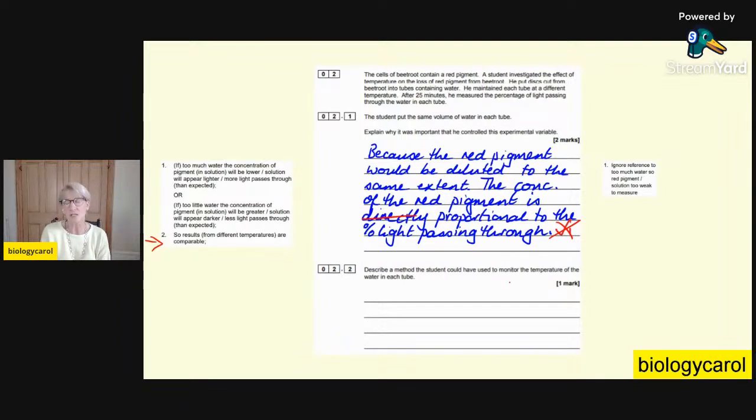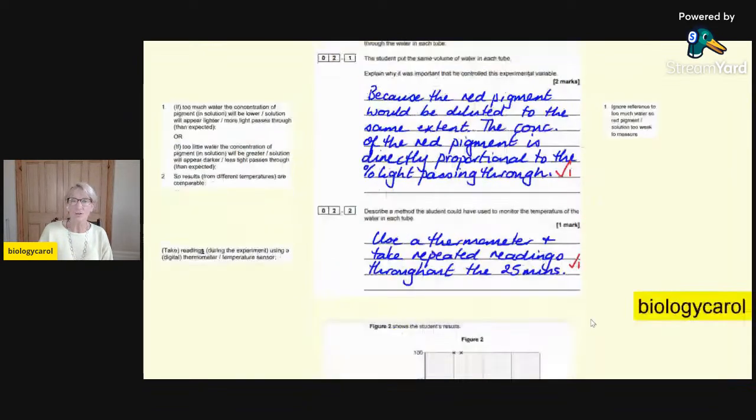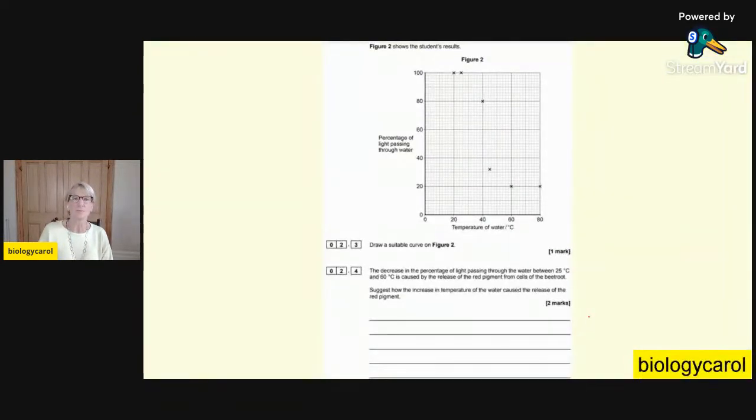Well, that of course is using a thermometer, but to monitor the temperature, you've got to take repeated readings of the temperature. You can't just put a thermometer in the tube. You're not monitoring anything unless you are constantly, in effect, looking at the thermometer. In other words, taking readings. There you go. So hence I've written that and I got the mark because the repeated readings was important.